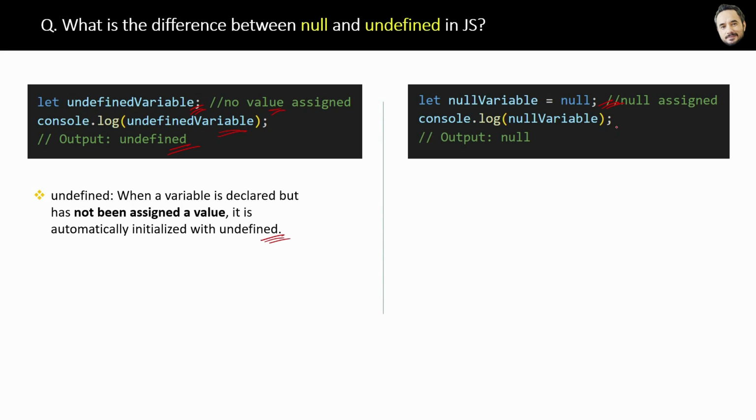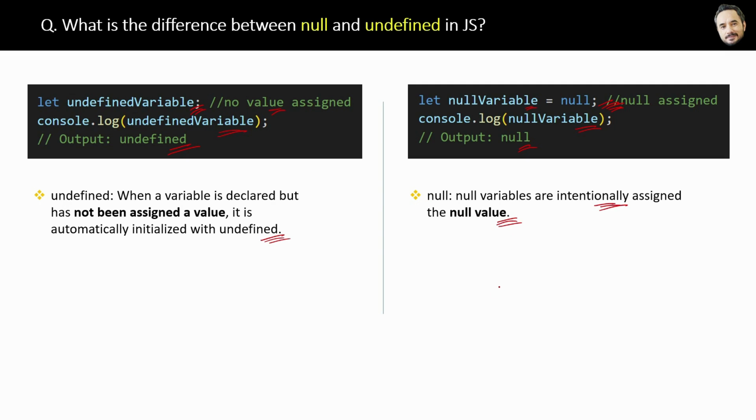On the other hand, here is the code for the null. Here we are declaring the variable and assigning the null value to it. And then we are logging the null variable. And output is as expected, null. No surprises. The definition of null is null variables are intentionally assigned a null value.